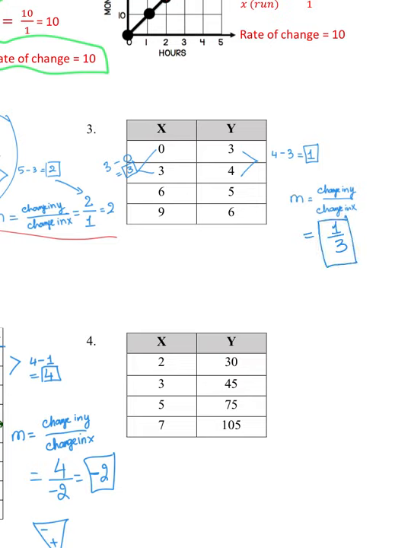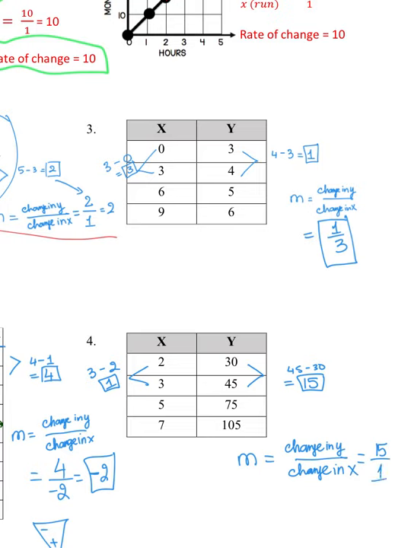Number 4. They give you the table, so we're gonna find change in y over change in x. So 45 subtract to 30 is 15. So change in y is 15. Change in x, 3 minus 2 is 1. So your rate of change will be change in y over change in x. So 15 over 1 is 15.